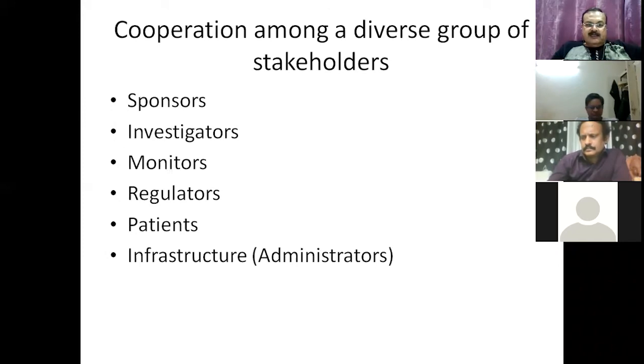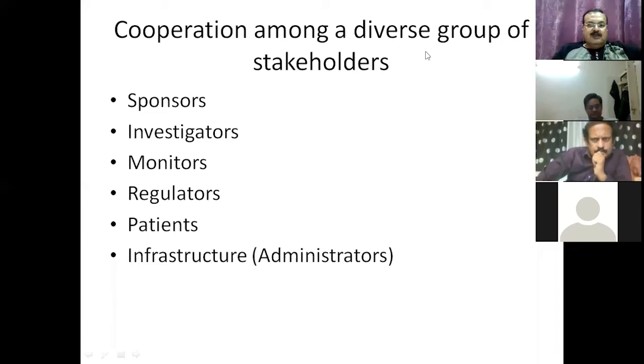Now, in a clinical trial, there are primarily 6 stakeholders. There are sponsors who are sponsoring this study. Mostly these are the pharma companies who are putting up the money for your clinical trials. Then investigators, people like me and you who are conducting these studies. Then we have monitors. These monitors are in between the sponsors and the investigators. They are independent, and their job is to do the data monitoring and see whether the data collection is proper or not.